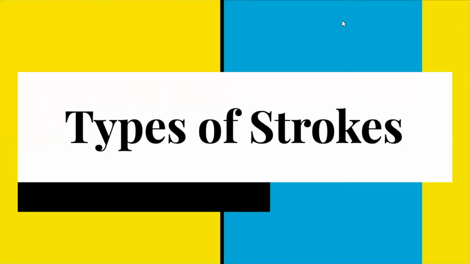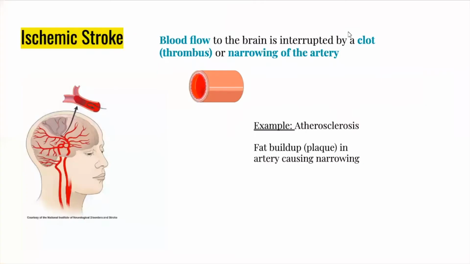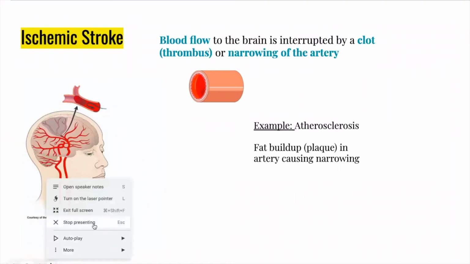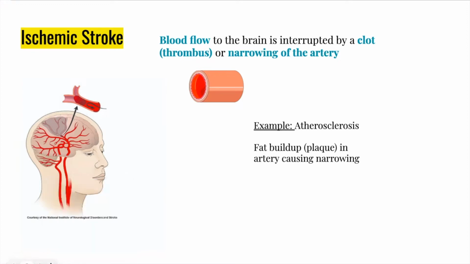Next, we are going to talk about the 3 common types of strokes. The first and most common stroke is called an ischemic stroke, which is where blood flow to the brain is interrupted by a clot or narrowing of the artery. And a clot can be made out of different things, such as blood, as is what we see here, fat, and even a dislodged air bubble.